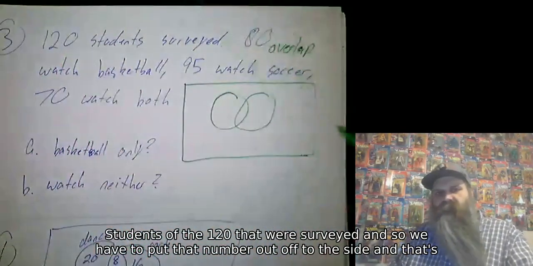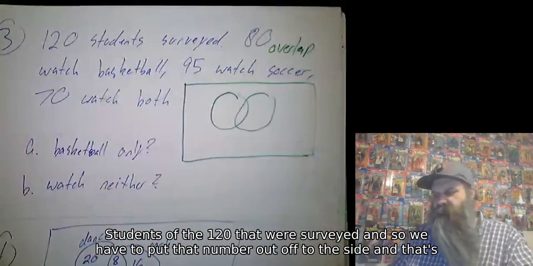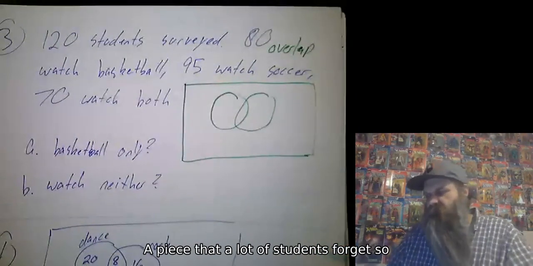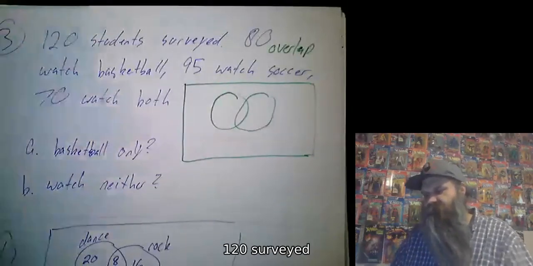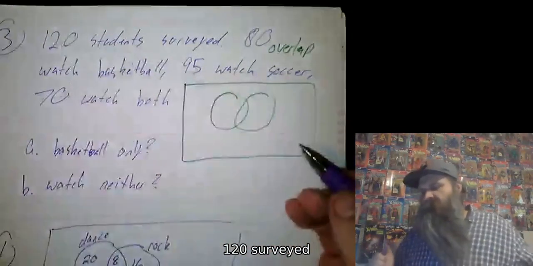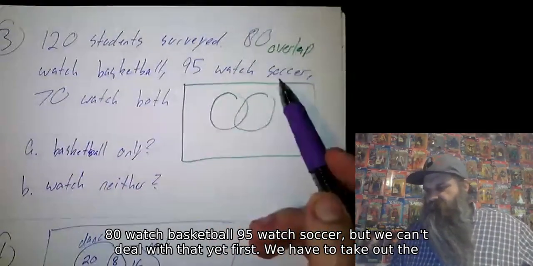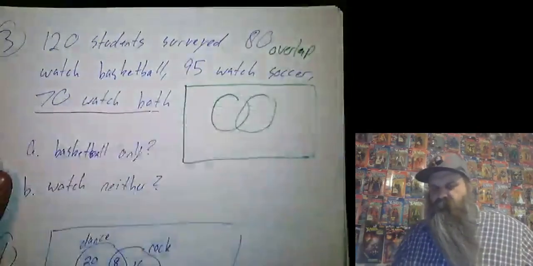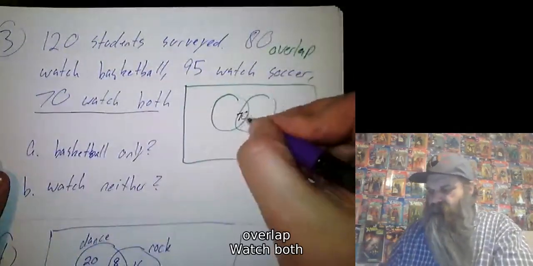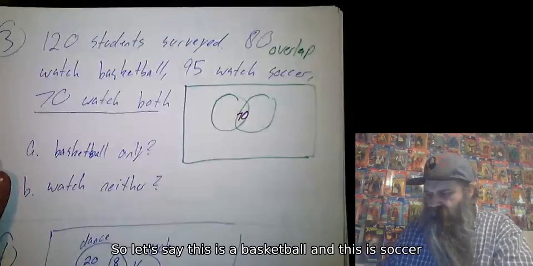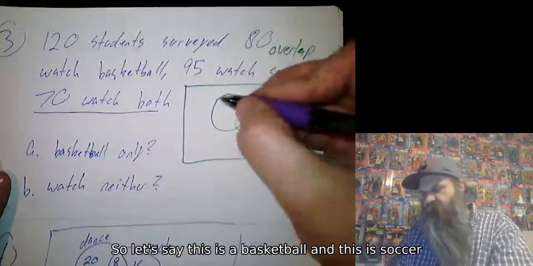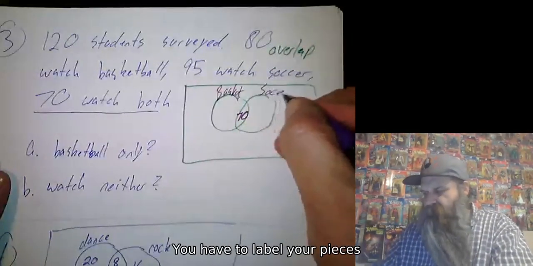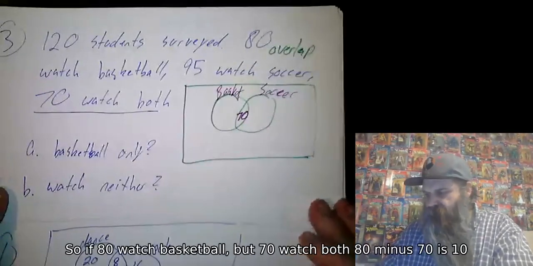Students of the 120 that were surveyed, and so we have to put that number off to the side, and that's a piece that a lot of students forget. So 120 surveyed, 80 watch basketball, 95 watch soccer, but we can't deal with that yet. First, we have to take out the overlap. 70 watch both. So let's say this is basketball and this is soccer. You have to label your pieces.